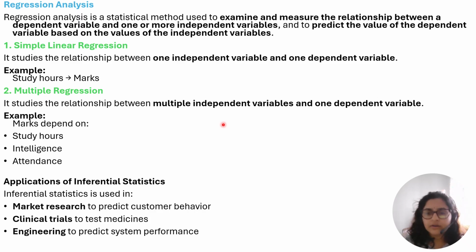Once again I'm clarifying: regression analysis will provide a numerical value to dependent and independent variables. What are the applications of inferential statistics? Remember one thing, inferential statistics is used wherever prediction is involved. In which areas is prediction involved? Market research, clinical trials, and engineering. All of these involve prediction, so they involve inferential statistics. I hope I am clear.